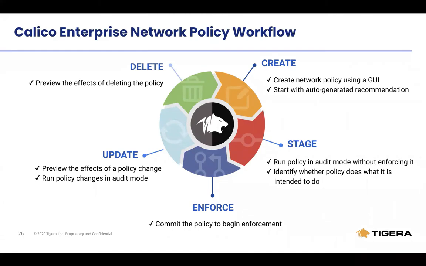With Calico Enterprise, we help guide you into the creation process. You have a GUI behind it if you're getting started. There's a way to auto-generate recommendation policies based on the traffic flows of existing applications. You can stage those policies so they're not being enforced, but you're still collecting the metrics around them. You can identify by previewing on the flow viz. You can review how they're impacting current traffic flows, then you can enforce them and make some changes along the way.